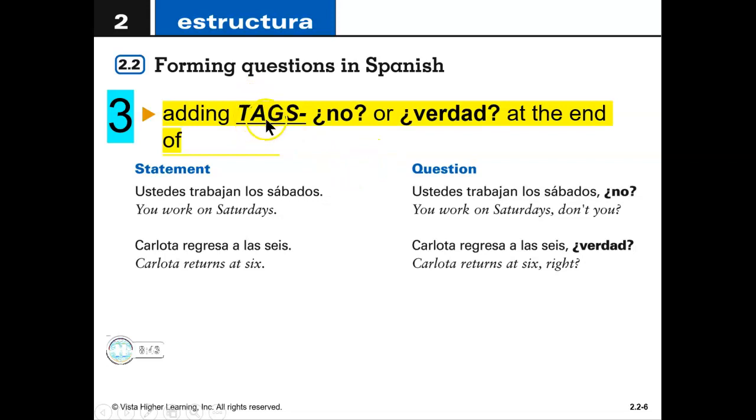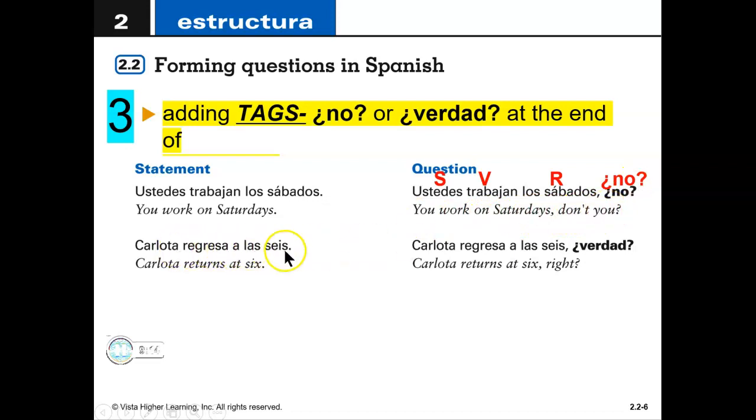And a tag in Spanish is like the word no or verdad. So no is a clarifier like, isn't that so? Don't you? Doesn't he? Ustedes trabajan los sábados. You work on Saturdays. We're going to change this into a question by reading our same sentence. Ustedes trabajan los sábados. You work on Saturdays. Now we make it into a question. No, comma, and then the no. You work on Saturdays, don't you?